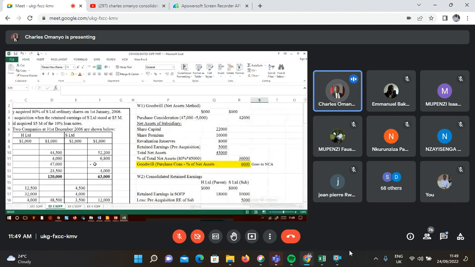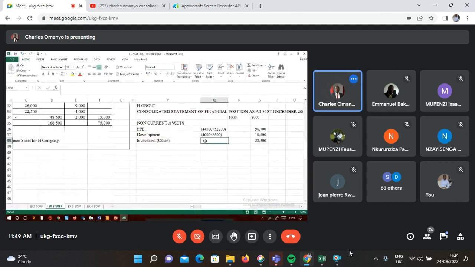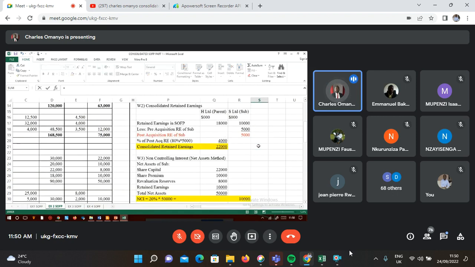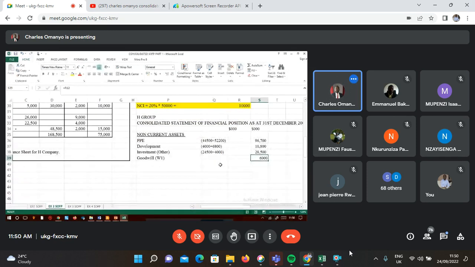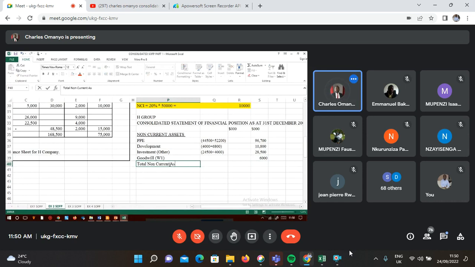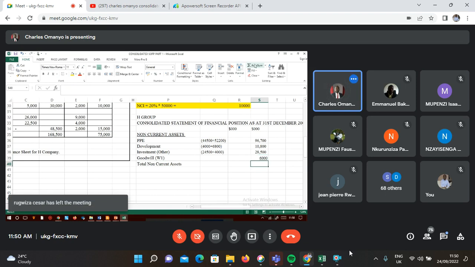Other investments. What are our other investments? 24,500 plus 4,000 gives you 28,500. And then there is goodwill. Don't forget about goodwill. It is your working one. Goodwill is treated as a non-current asset if it is positive, so we have added that goodwill there. Our total non-current assets become 142,000.